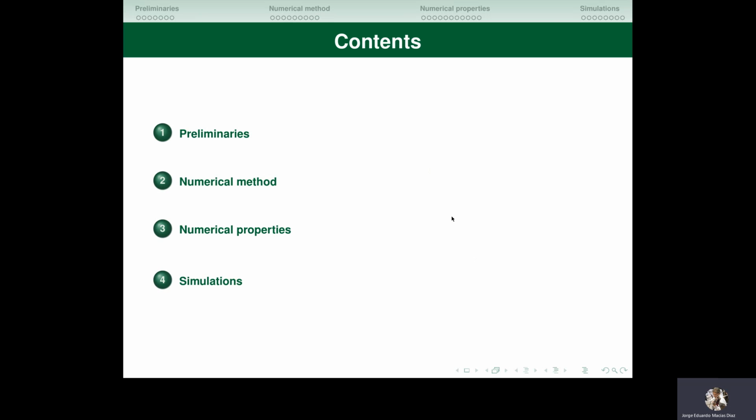This is the schedule of my presentation. I'm going to talk about some preliminaries firstly. Then I'm going to give the numerical method to solve the system I am interested in. I'm going to derive some numerical properties, and finally I'm going to produce some simulations.